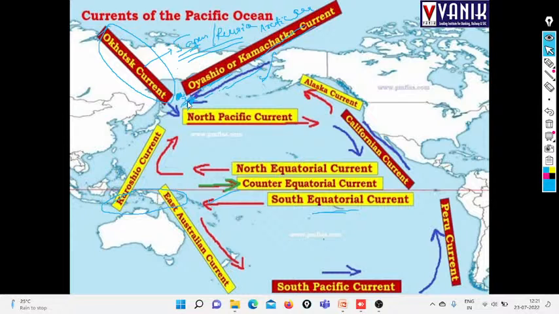The Kuril Islands are currently under Russian control, but Japan is claiming, no, it is ours. So there is a fight between both the countries, Japan and Russia. Okay.